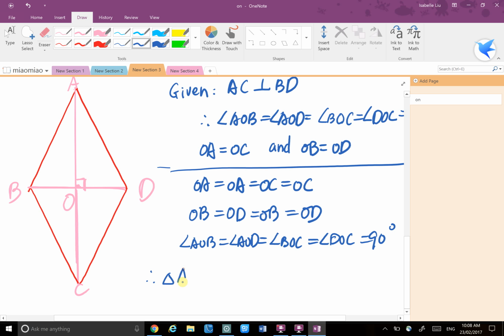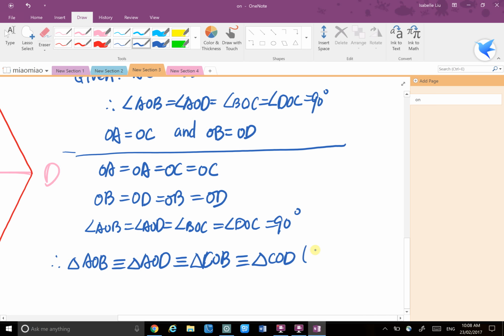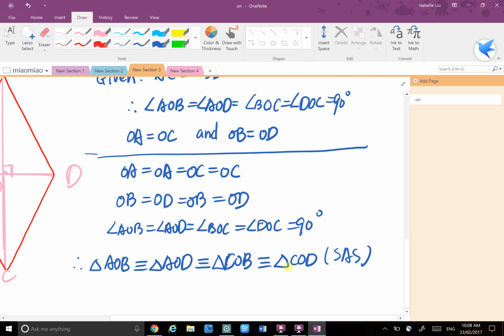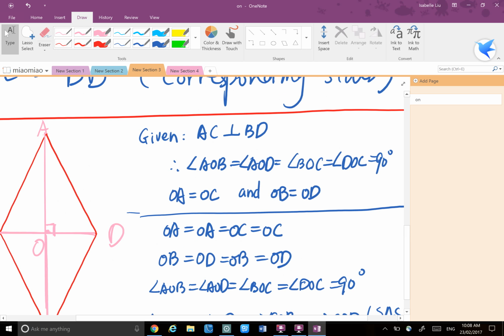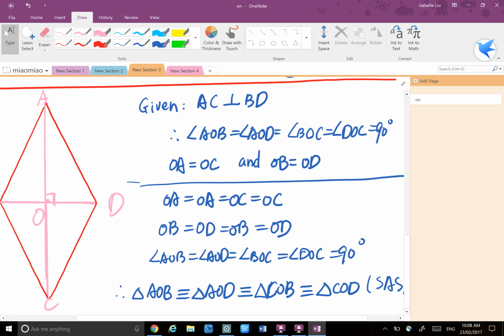So triangle AOB will be congruent to triangle AOD, congruent to triangle COB, congruent to triangle COD because of SAS. They all have the same two straight sides and 90 degrees as well. So all of those four triangles are congruent to each other. SAS.